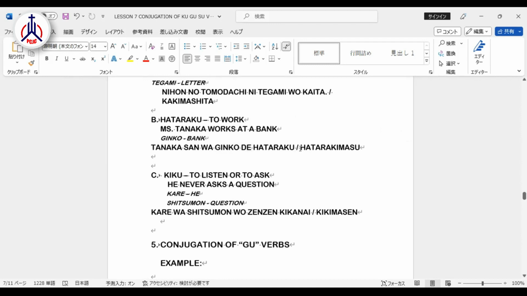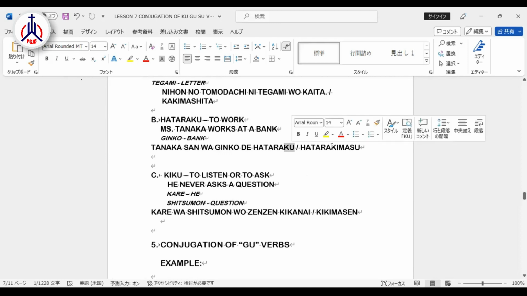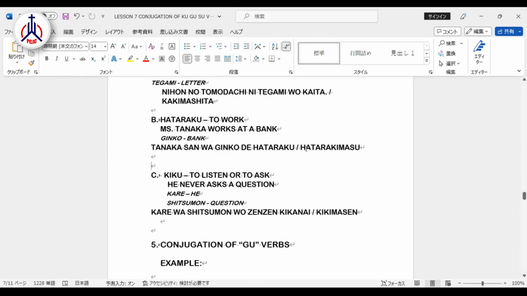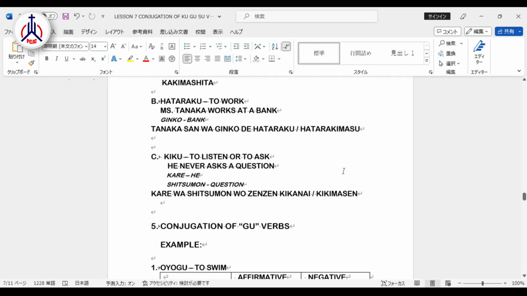If it is a formal, non-past, okay? Tanaka-san wa ginko de hatarakimasu. Did you see the ku changed to I series? Kimasu. Hatarakimasu. The polite way. Tanaka-san wa ginko de hatarakimasu. Okay? So, anata tachi mo, nihon kitara hatarakimasu.